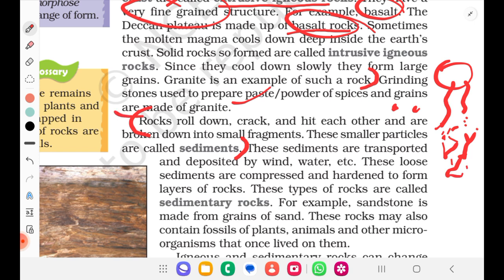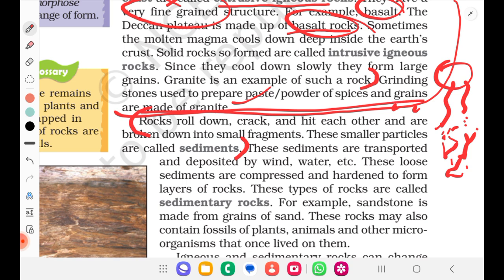So till here we are done with the igneous rocks. Igneous rocks are primary rocks. There are two types, extrusive and intrusive. Extrusive will have fine grains. Why? Because they cool fast. Whereas intrusive have very large grains. Why? Because they cool very slowly. An example is granite. So till here it is over.